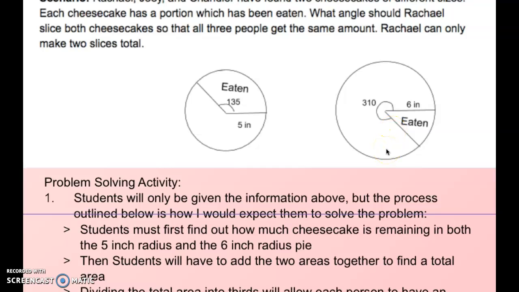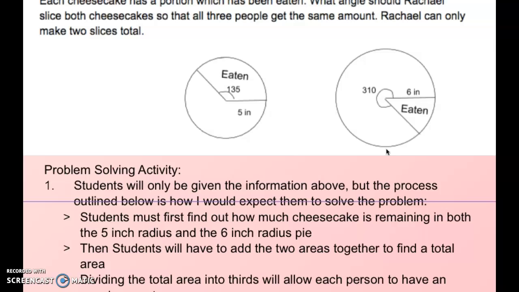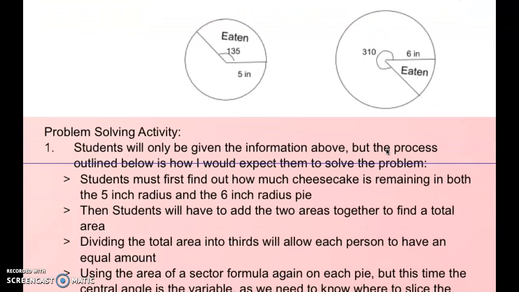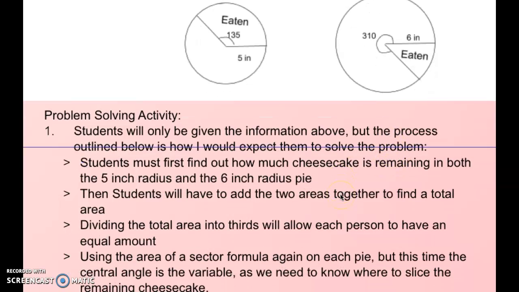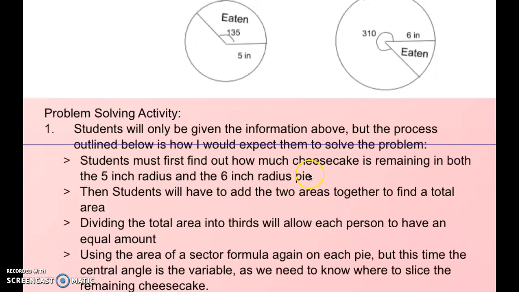Then they would add those two areas together because we need to know how much area we have total, right? And then we have to divide it between 3 people. Dividing that total area into thirds is going to allow each person to get the right amount, an equal amount. And then they're going to have to figure out where to cut to achieve that area.